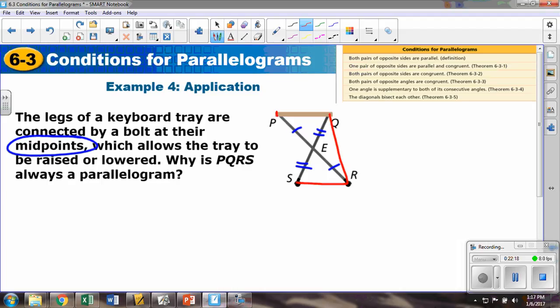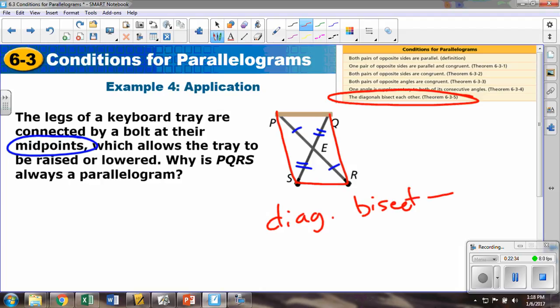why does the red have to be a parallelogram? Because the diagonals are bisecting each other. And we know that when diagonals bisect each other, that forces it to be a parallelogram. That's it, we're done.